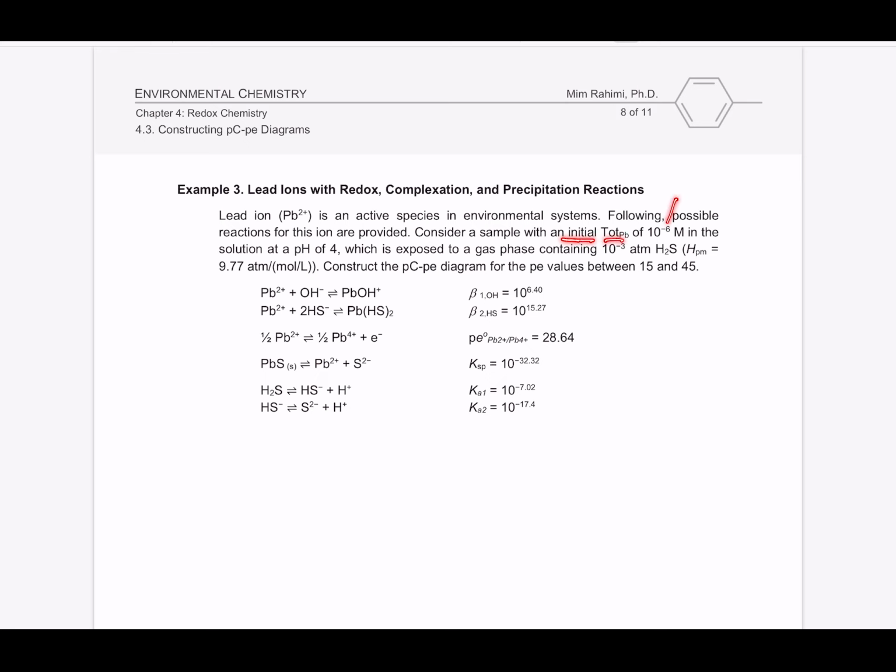Initially, we have a total lead of 10 to the minus 6 molar. That might be less because we might have precipitation. Then the solution pH is 4. It's also exposed to a gas phase, so there's also a gas phase reaction here, but the partial pressure is given in the question itself: 10 to the minus 3 atm H2S. And the range for pE is given, 15 to 45.